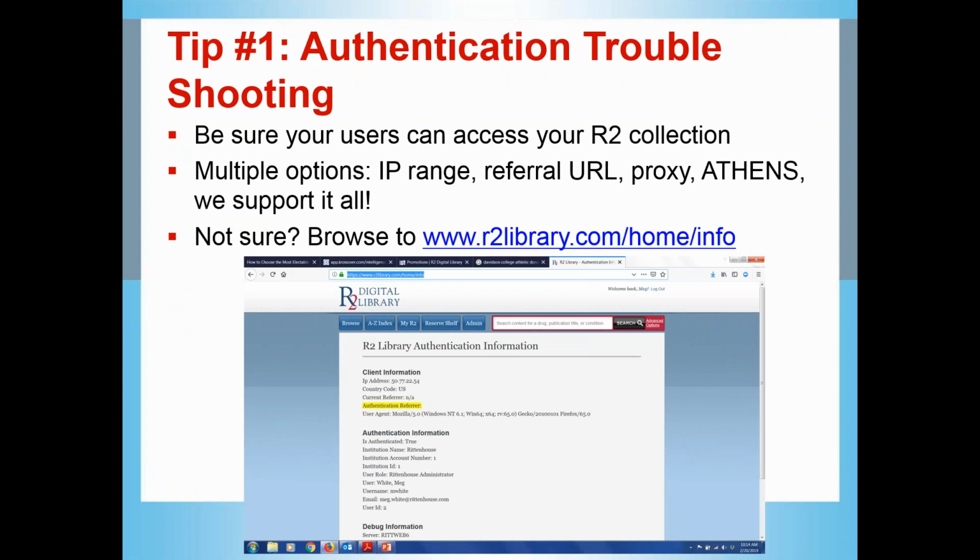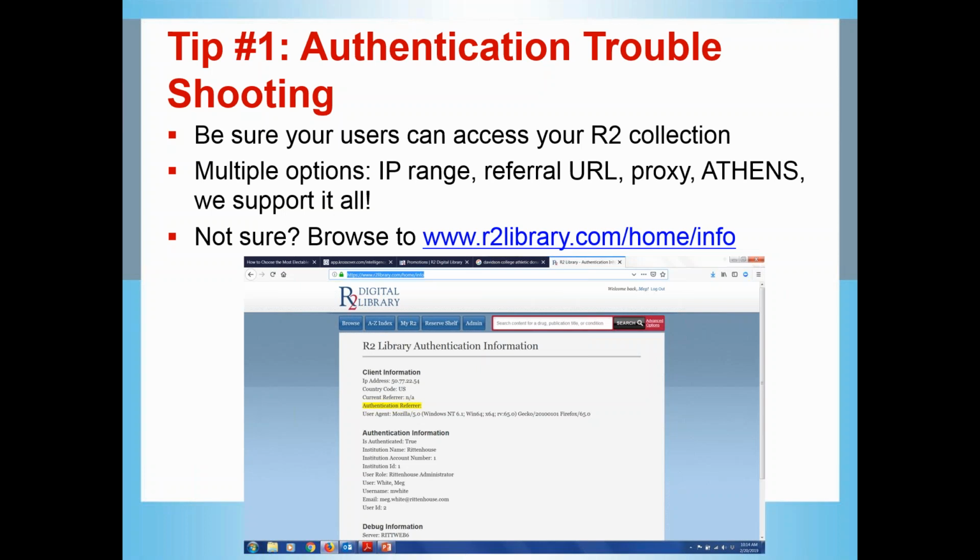But jumping right into tip 1, authentication troubleshooting. I can tell you personally that authentication is our number one customer service issue and can be the most frustrating for you and for your patrons. So again, we want to make sure that once you've invested in a collection, folks are able to access this content. To that end, the R2 Library does support multiple options: IP range authentication, referral URL, proxy server access, Athens. We really do try to support it all because we know that from a technology standpoint, your needs are across the board. So we try to accommodate those as best as possible.